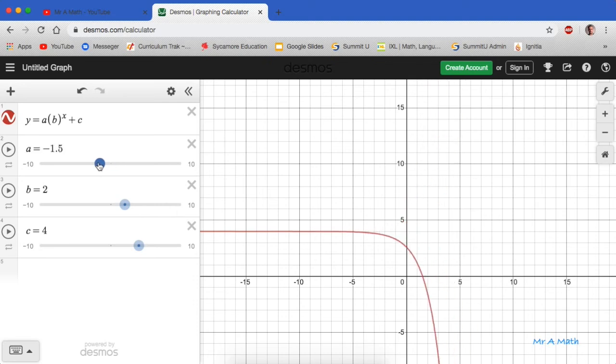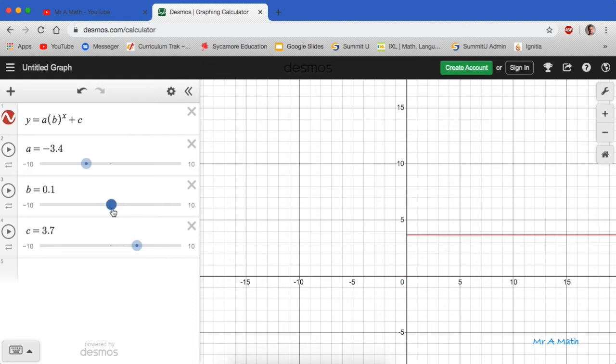And when a is negative, where is my graph going? It looks like when a is positive, the graph is staying above the horizontal asymptote, and when a is negative, it's staying below the horizontal asymptote, right? If I change this, it stays below it.